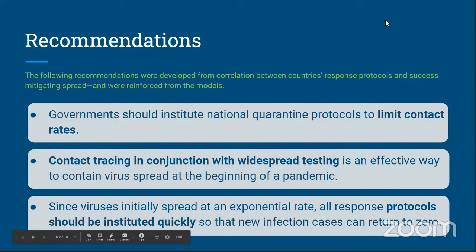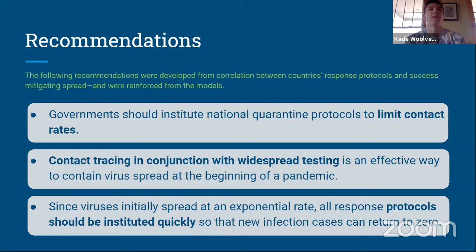So in light of all of the models we worked on, as well as the successes we saw from different countries, we were able to develop a set of recommendations for governments to follow in future pandemics. First and foremost, governments should institute national quarantine protocols to limit contact rates. As many of our models demonstrated, as contacts are cut down, the spread of an infection is slowed drastically. Additionally, one thing we learned from monitoring South Korea's success was that contact tracing, when done in conjunction with widespread testing, is an effective way to contain virus spread at the beginning of a pandemic.